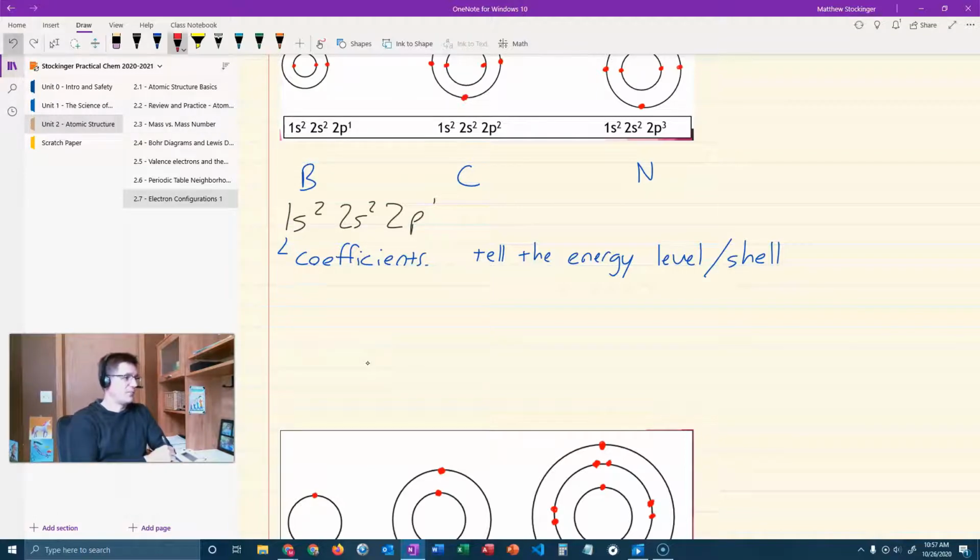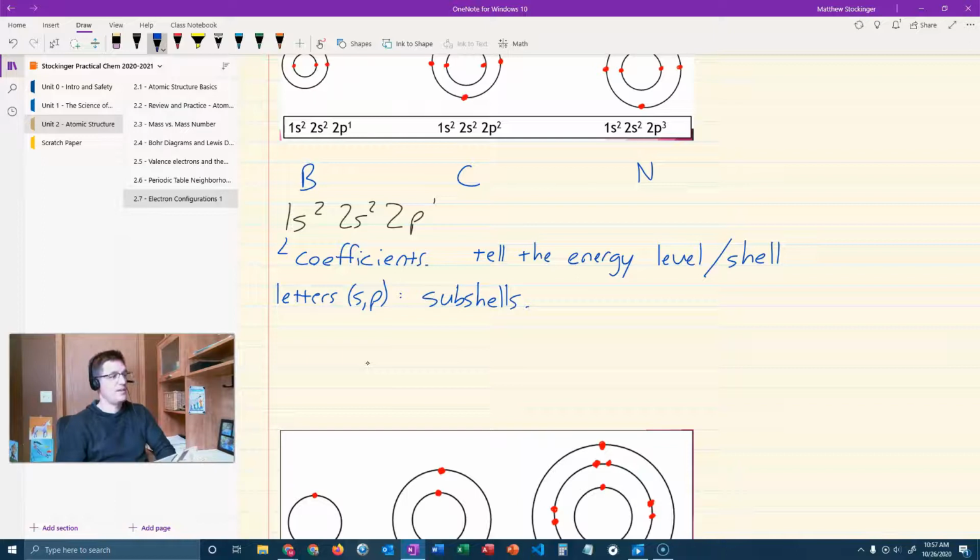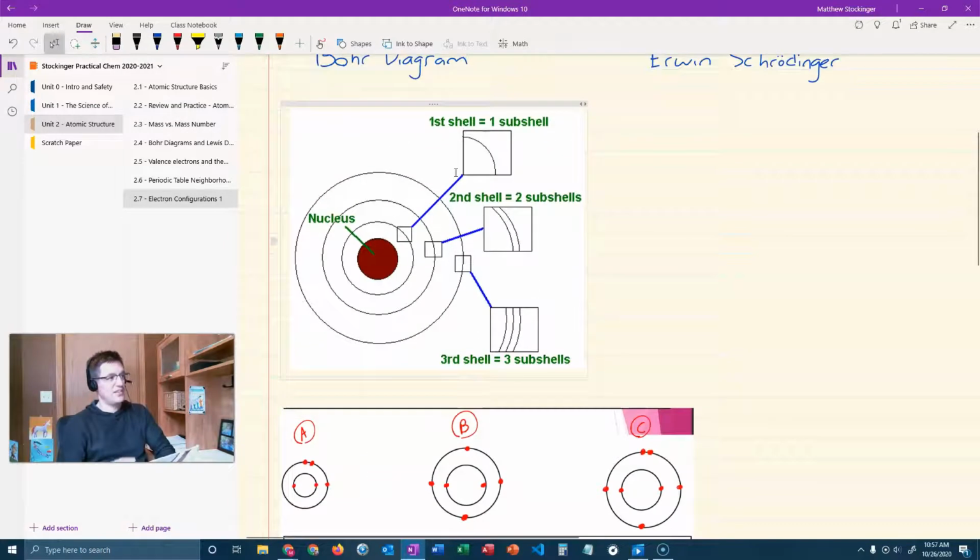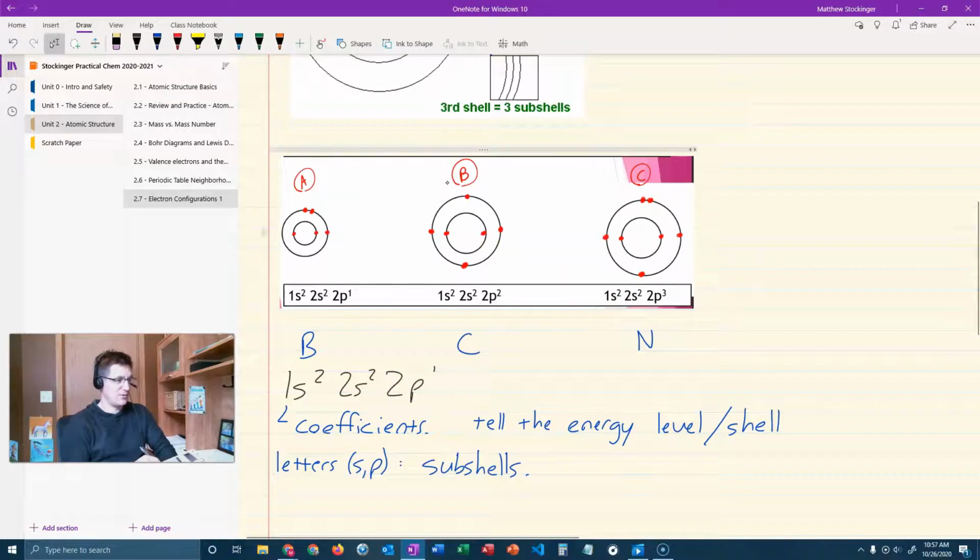The letters, S and P. Those letters tell us about the subshells. Okay, so as I set up here, the first major shell has one subshell. That's the 1s. And you can see down here that the beginning of boron says 1s.